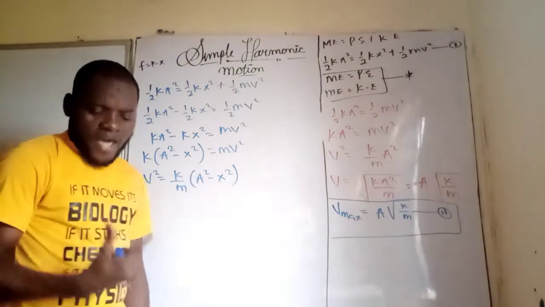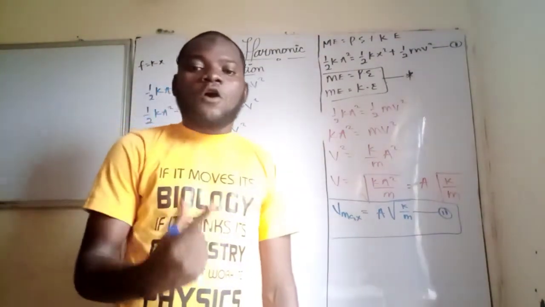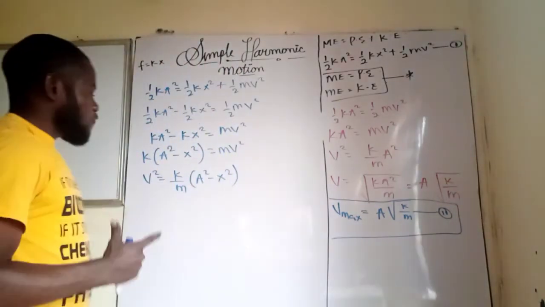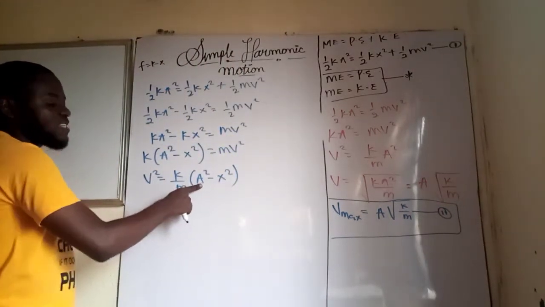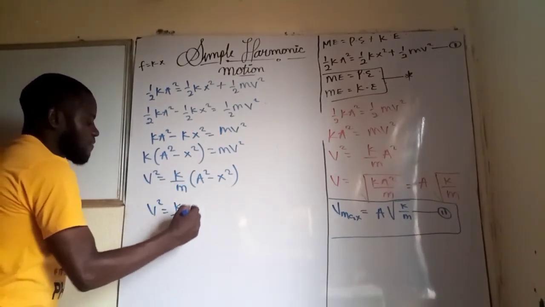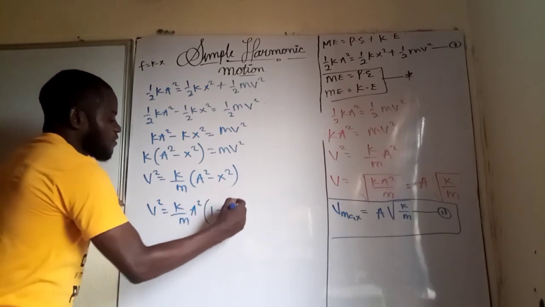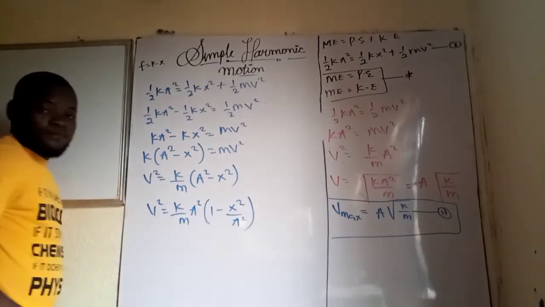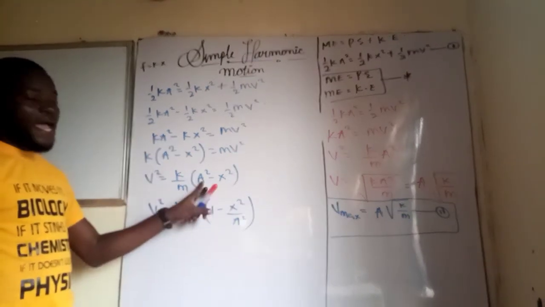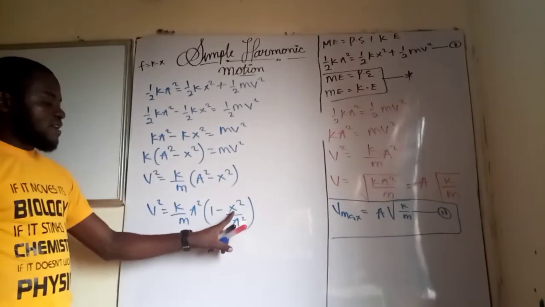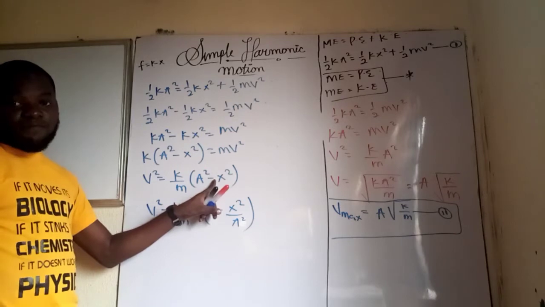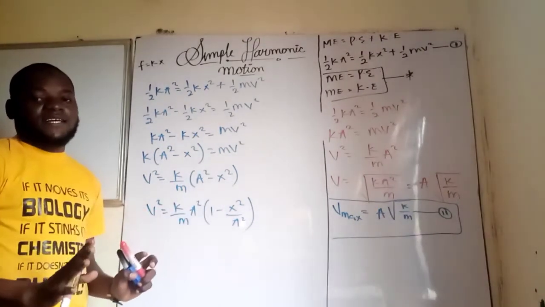Now, let us try to write this equation as a function of the maximum velocity. So, if we are going to do that, let's factorize out a square. If I factorize out a square here, I will have k over m into a square, 1 minus x square over a square. Mathematically, if I open this bracket back, with a square times 1, I have a square, times x square over a square. This a square will cancel this, so I will have this back, so we've not done anything wrong mathematically.